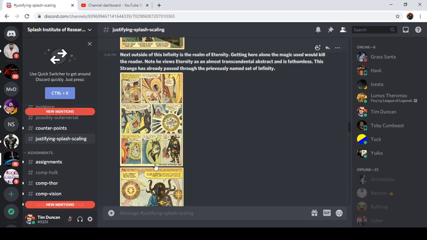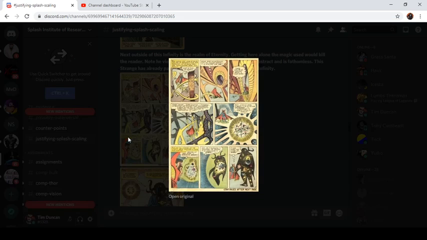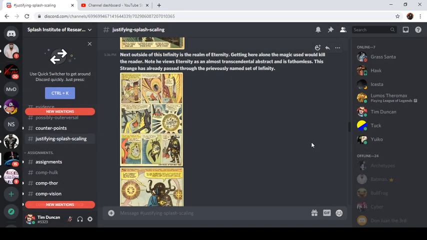Next, outside of this infinity, is the realm of eternity. Getting here alone, the magic used would have killed the reader. Note, Doctor Strange views eternity as an almost transcendental abstract and is fathomless.